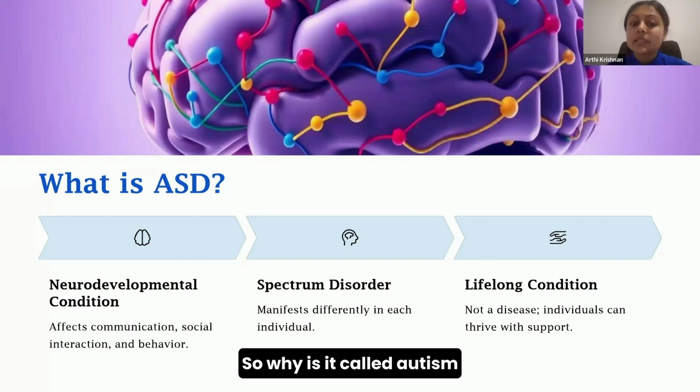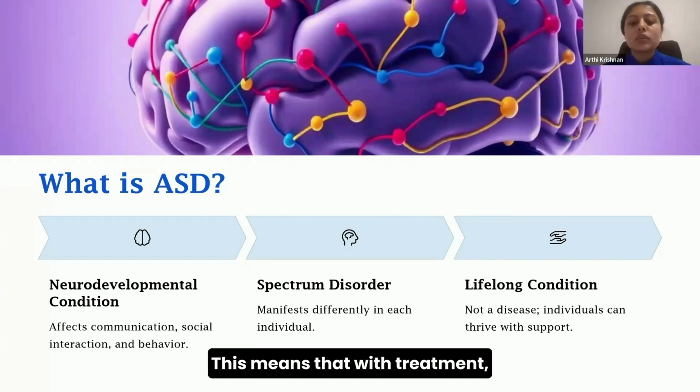So, why is it called autism spectrum disorder? Spectrum is because individuals who have autism are regarded as having neurodiversity. They're neurodivergent. So when we say spectrum, it means that autism manifests differently in each and every individual. It's not a one size fits all, it's different in everyone. And it's a lifelong condition, but it's not a disease. This means that with treatment, with care, and with rehabilitation, autism can be managed and it can be made better for the individuals who are having this condition.